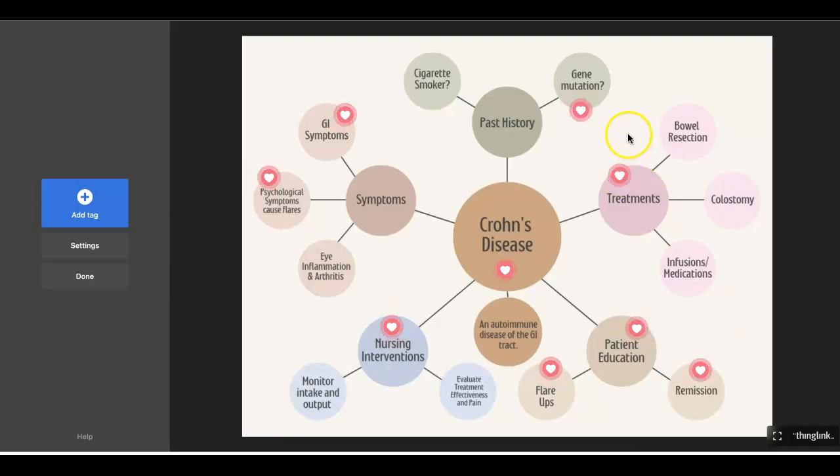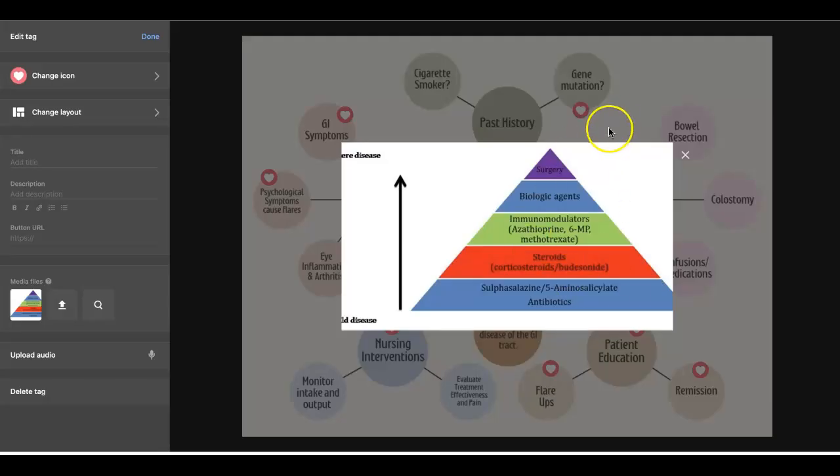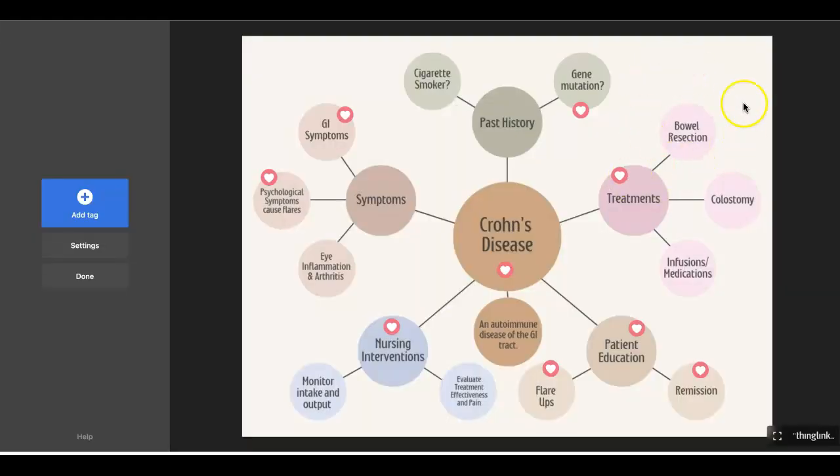Some treatments are bowel resection, colostomy, and infusions and medications. This pyramid here shows the course of treatment for Crohn's disease. As this arrow goes up, that shows the more severe the disease, and in that case, we're going to have a more severe treatment. So we'll start by treating them with antibiotics. If that doesn't work, steroids. If that doesn't work, immunosuppressants. If that doesn't work, biologic agents. And our last resort is going to be surgery, where we're going to either resect a portion of the bowel, as we see here, or put in a colostomy.